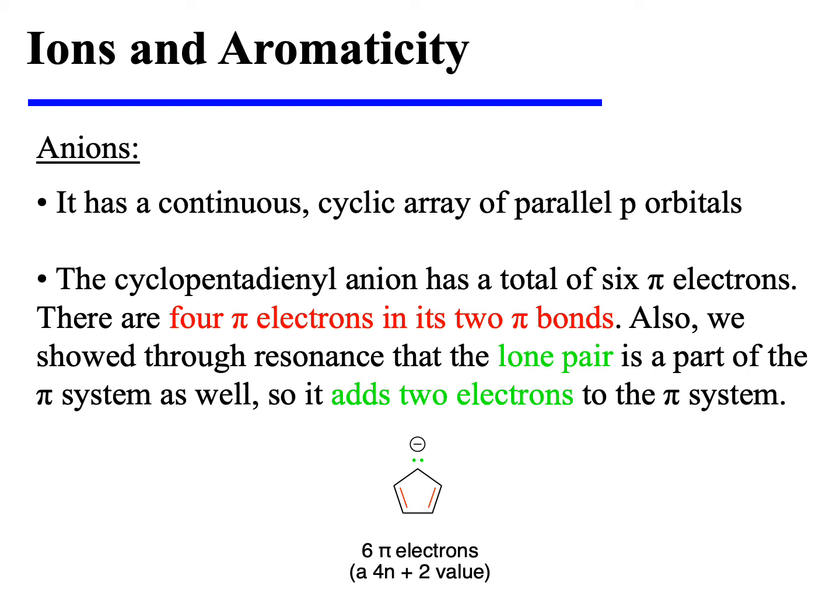The cyclopentadienyl anion has a total of 6 pi electrons. There are the 4 in the 2 pi bonds, shown in red in the structure, and also we showed through resonance that the lone pair is a part of the pi system as well. So it adds 2 more electrons to the pi system, for a total of 6. This is a 4n plus 2 value, meaning that the cyclopentadienyl anion is an aromatic molecule.